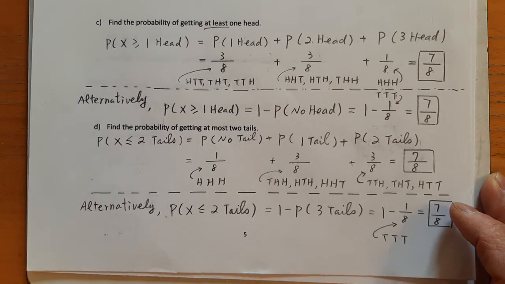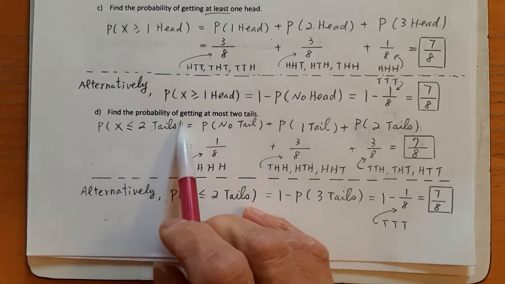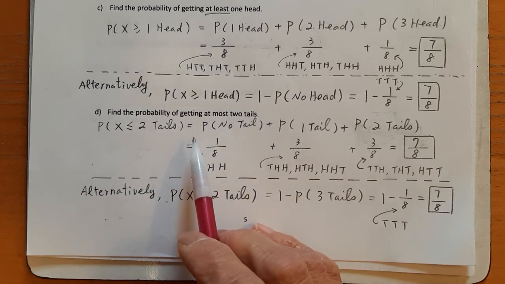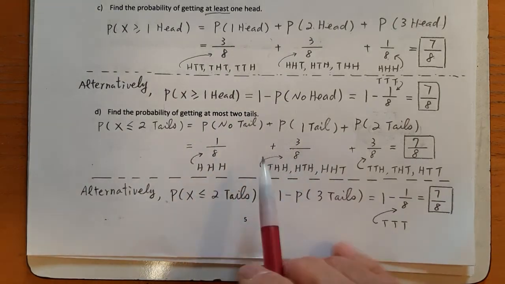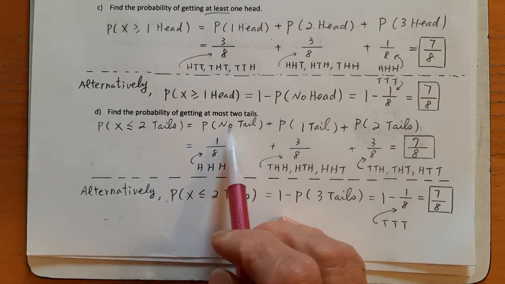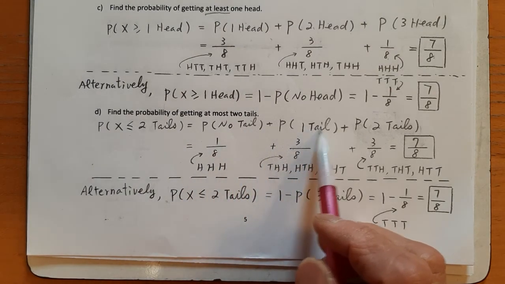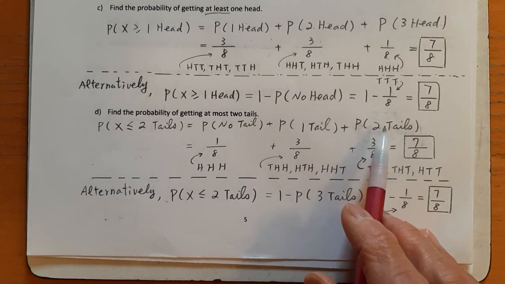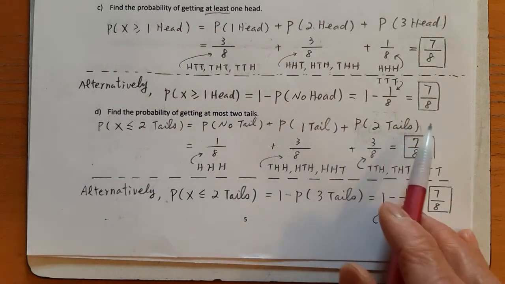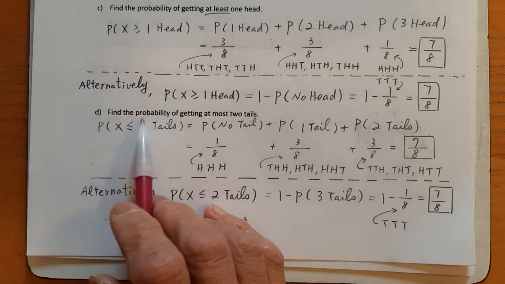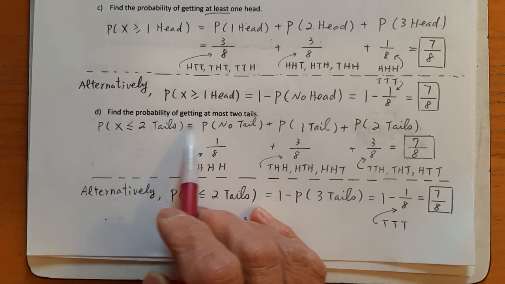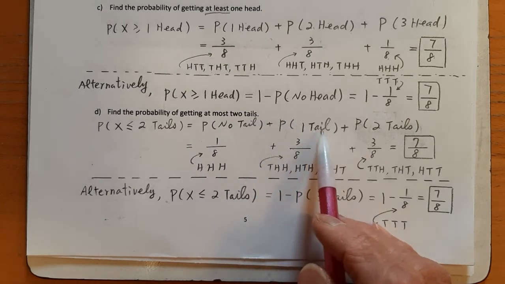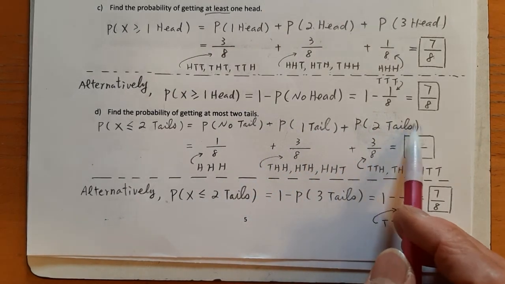And part D, find the probability of getting at most 2 tails. At most 2 tails means up to 2 tails. So you can have no tail, 1 tail, or 2 tails, from 0 tails up to 2 tails. It cannot be more than 2 tails. So x should be less than or equal to 2 tails. That equals the probability of no tail, add the probability of 1 tail, add the probability of 2 tails.